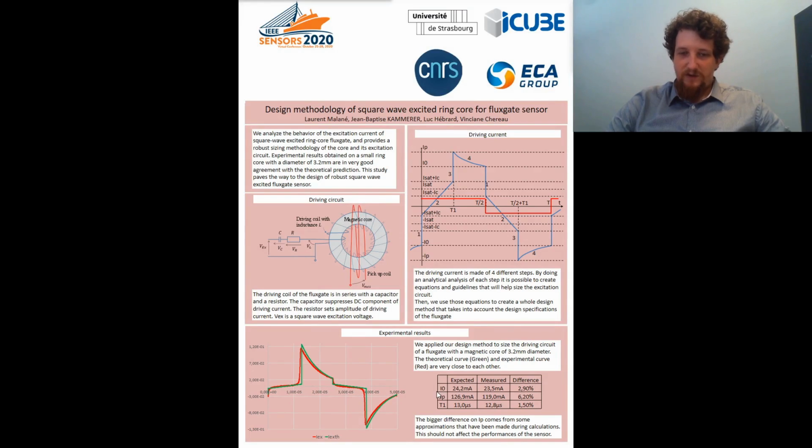The parameter we look at is I0, which is the amplitude of the driving current at the end of a half cycle, IP, which is the maximum amplitude of the driving current, and T1, which is at which time the spiking here is occurring. And as we can see, there's very little difference between what is expected and what we observe, the main difference being on the IP value. However, this should not affect the behavior of the Fluxgate too much.